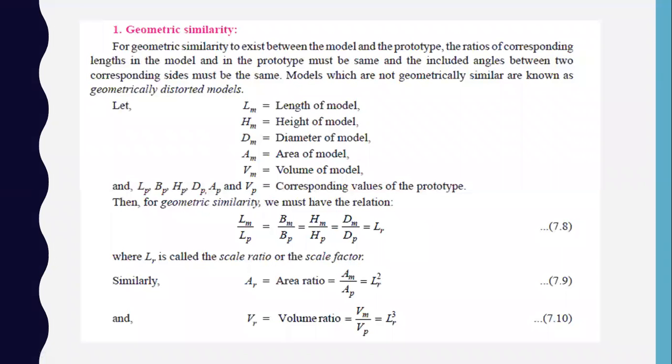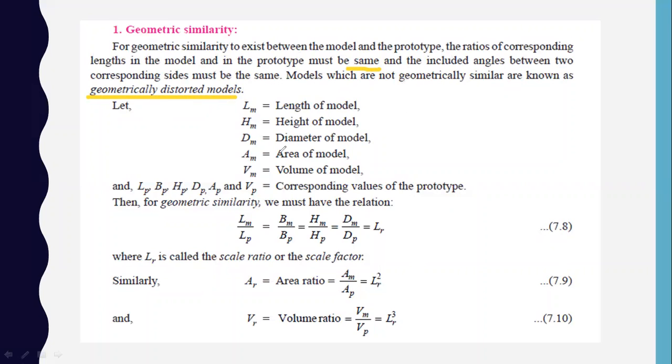So first one, geometric similarity. For geometric similarity to exist between the model and the prototype, the ratios of the corresponding lengths in the model and in the prototype must be the same, and the included angles between two corresponding sides must be the same. Models which are not geometrically similar are known as geometrically distorted models. We will see about the distorted models in the upcoming slides.